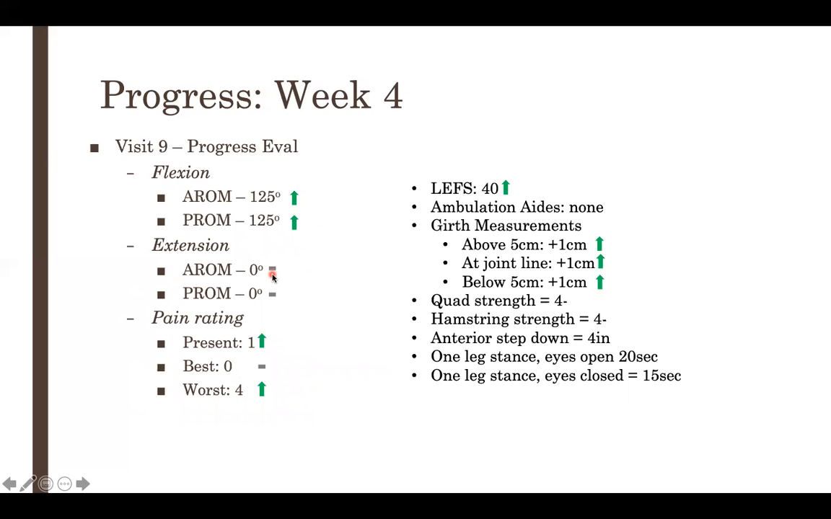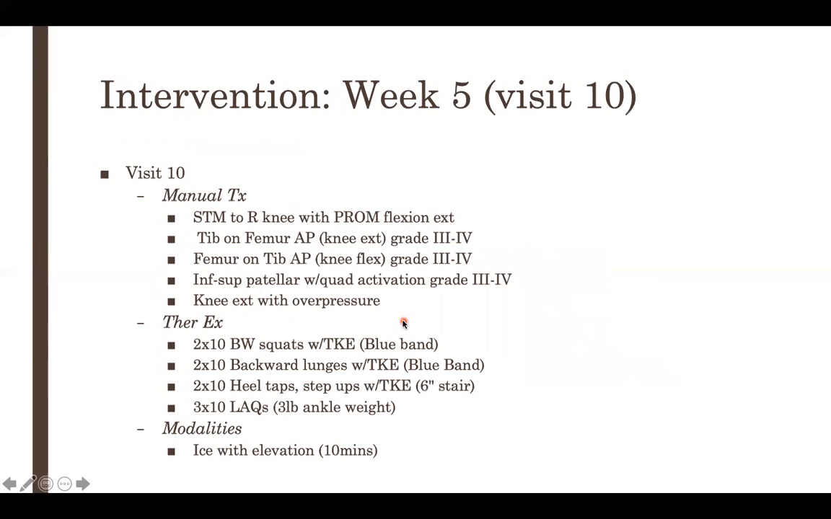For visit 9, she improved her active and passive knee flexion range of motion to 125 degrees. Her pain rating improved to 1 at present and 4 at worst. Her LEFS improved to 40, and her girth measurements improved to only +1 centimeter. We measured her quad and hamstring strength during that visit. She was able to achieve an anterior step down of 4 inches, and one leg stance eyes open was 20 seconds, one leg stance eyes closed 15.